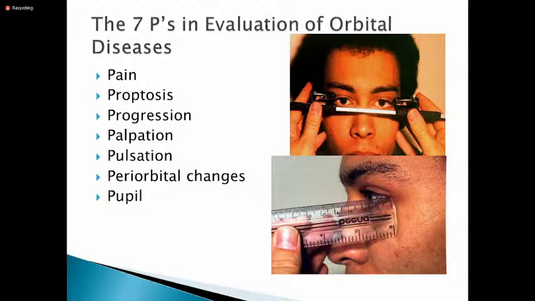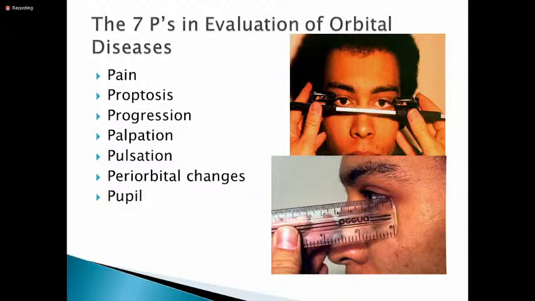We don't use pain to know whether a lesion is malignant or not, because the pain in malignancy is a late presentation. When I'm talking about the P of proptosis here, you're mentioning the direction of the proptosis. Is it forward displacement? That means that the lesion is in the orbital apex. Is it lateral displacement? It means the lesion is medial. Is it superior displacement? It means the lesion is inferior, and so forth. So progression means, is it slowly progressing or fast progressing? A slowly progressing lesion most likely is a benign lesion. A fast progressing lesion is either an inflammation or a malignancy.